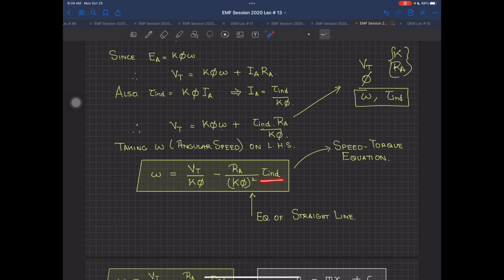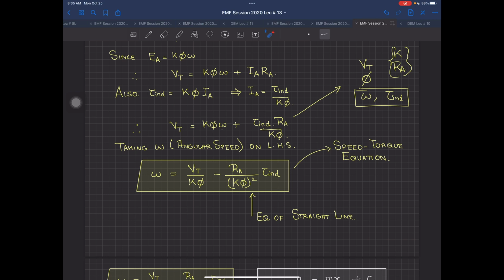This equation has torque on this side and speed on the other. So what this means is: our machine requires how much torque? Just put it in this equation, feed in the value of Ra, feed in the value of K, feed in the value of flux phi and all these attributes, and you will get your speed. So this equation is the speed-torque equation of your machine.